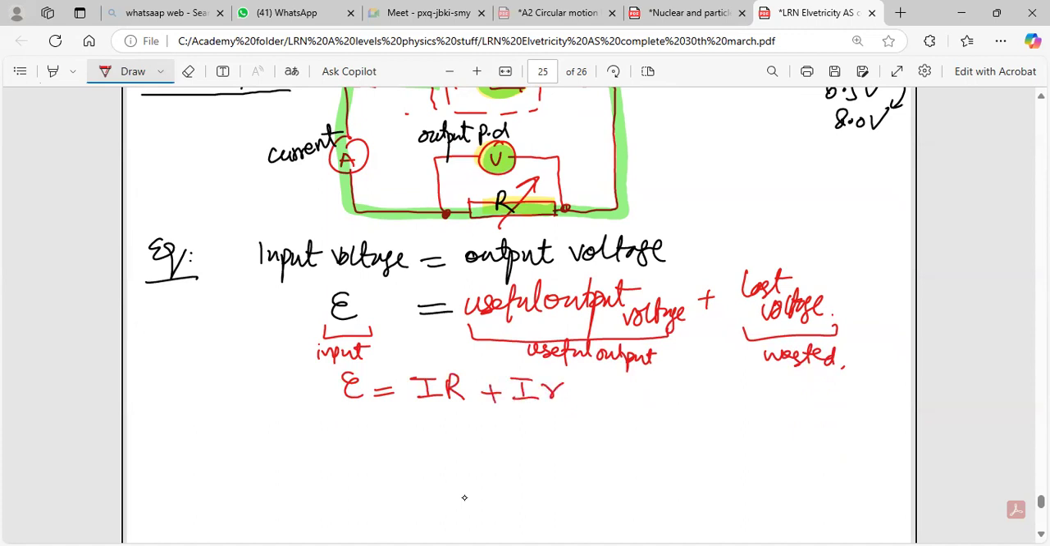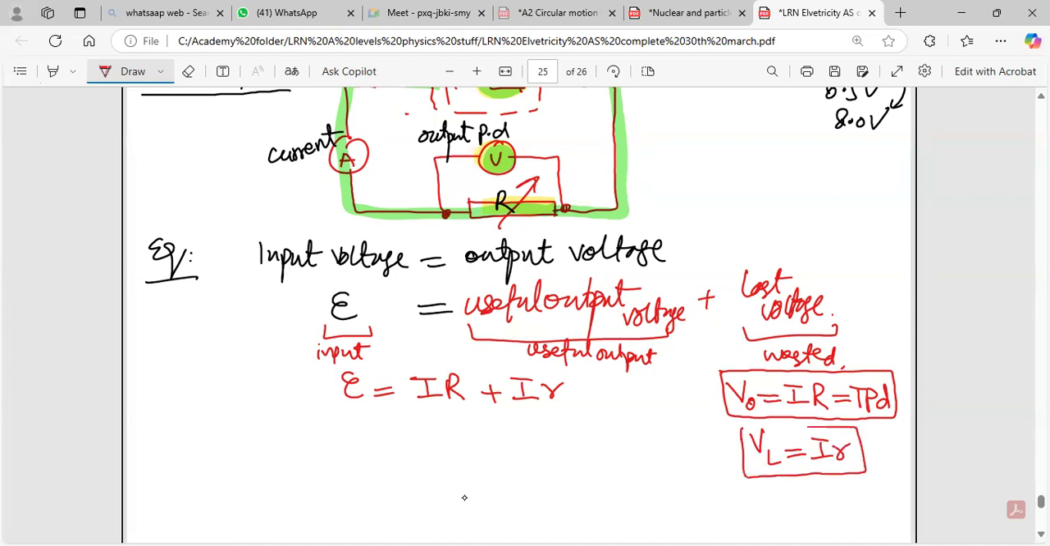Why? Because we know that the useful voltage V out is equal to IR. I is the current and R is the external resistor. This is also called terminal potential difference, TPD. And then the lost voltage is I small r. This is lost inside the cell. These voltages are lost inside the cell. Okay, so this is the equation.